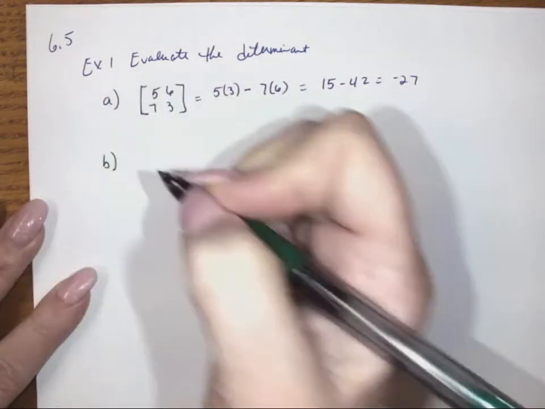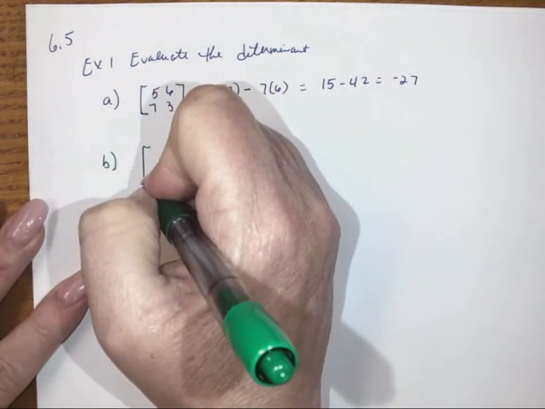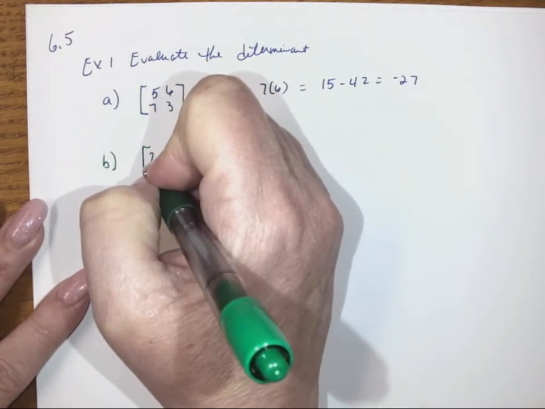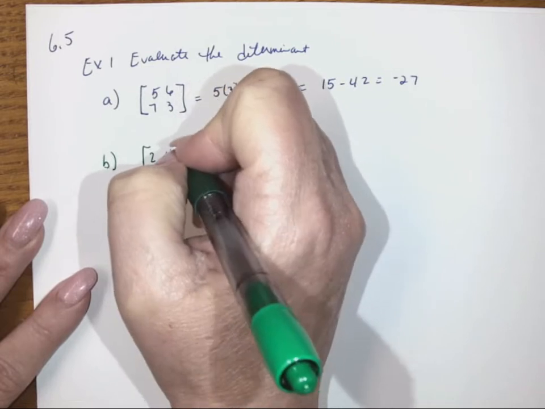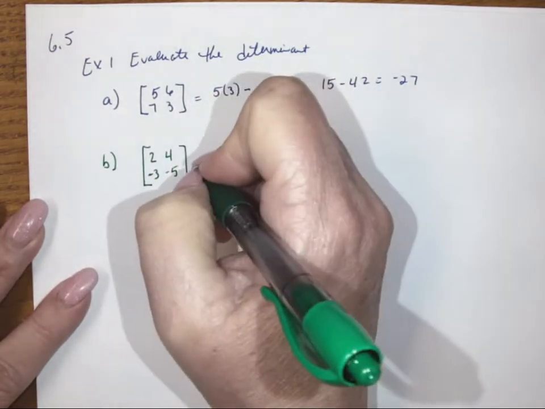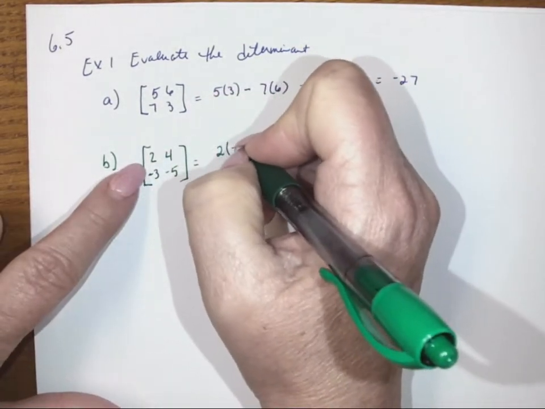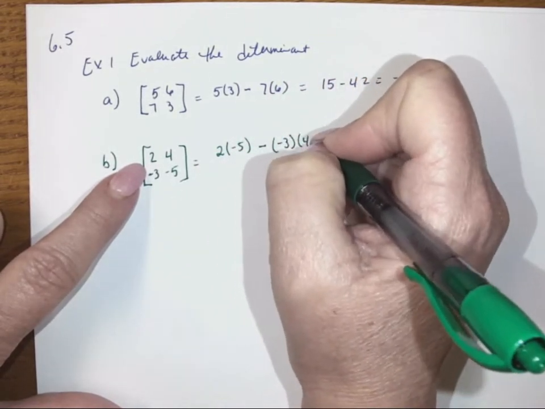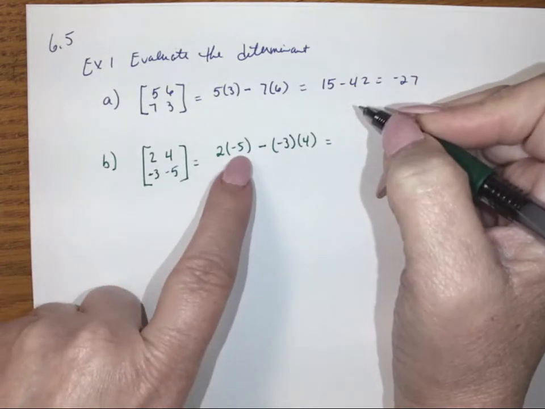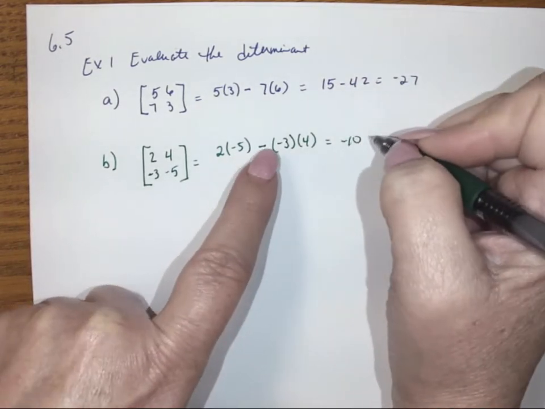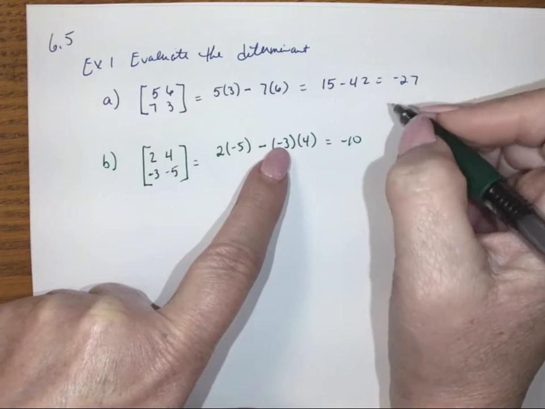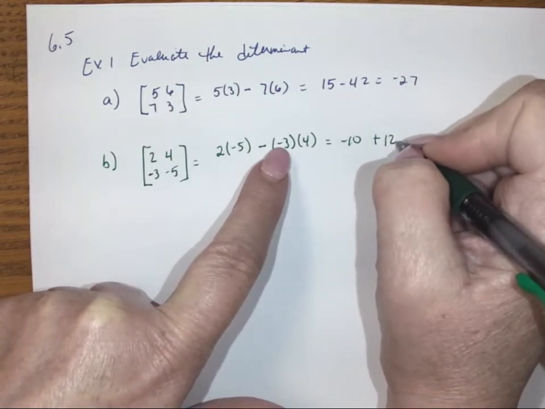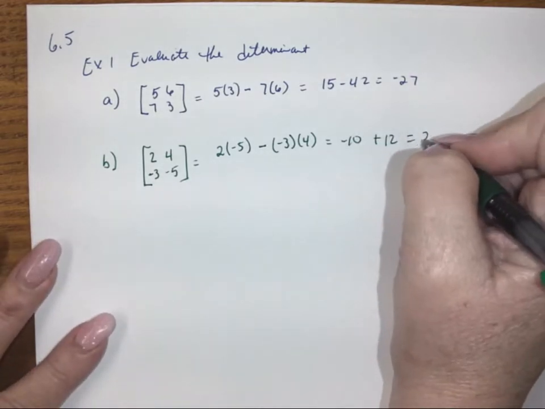Part B. So we have 2, 4, negative 3, negative 5. We're going to do 2 times negative 5 minus negative 3 times 4. 2 times negative 5 is negative 10. A negative times a negative will get us a positive 3 times 4, which is 12. And 12 minus 10 will get us 2.